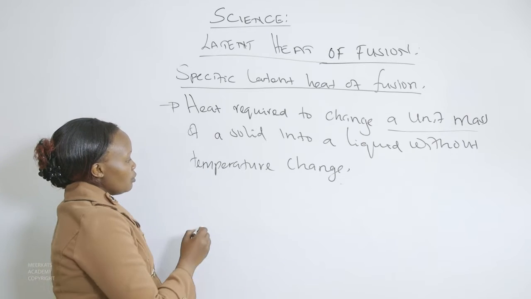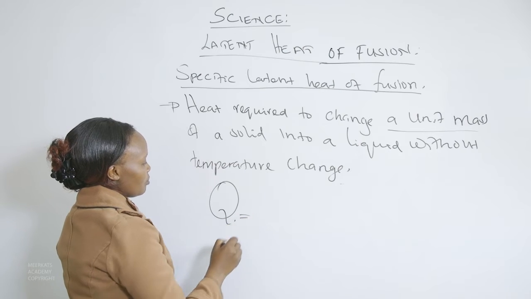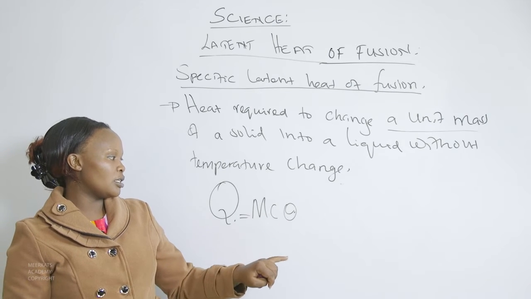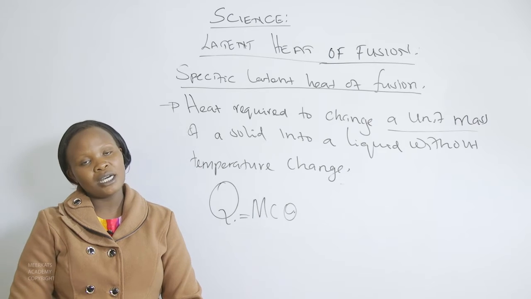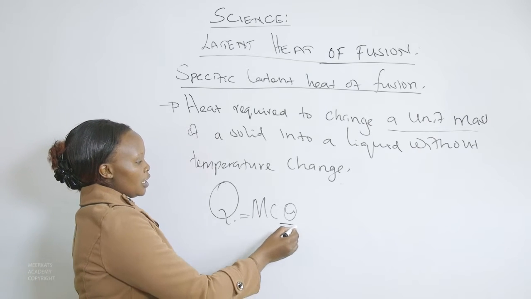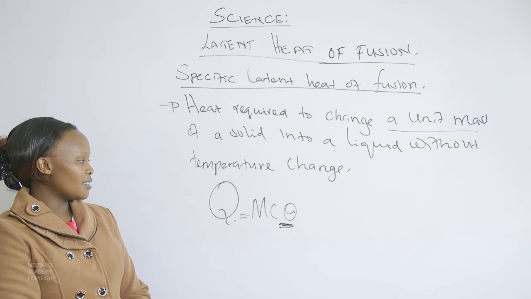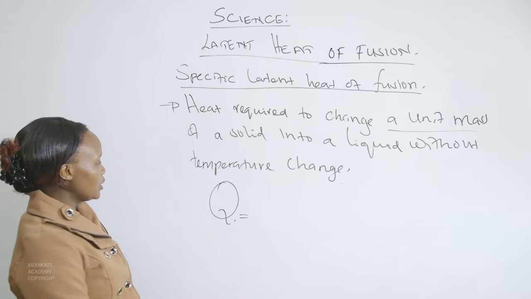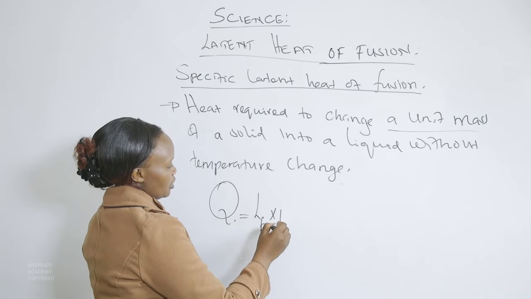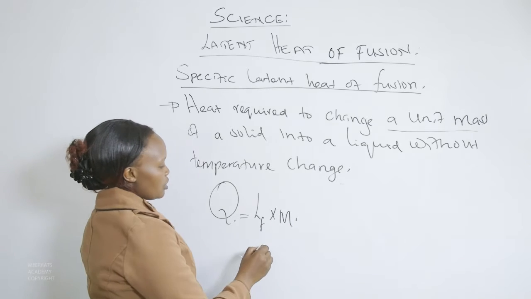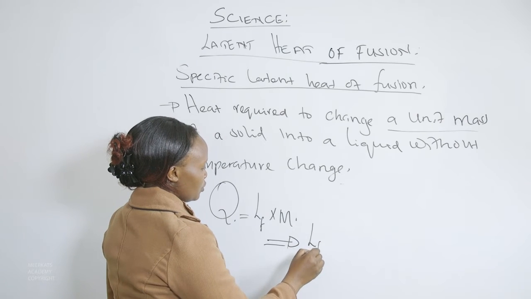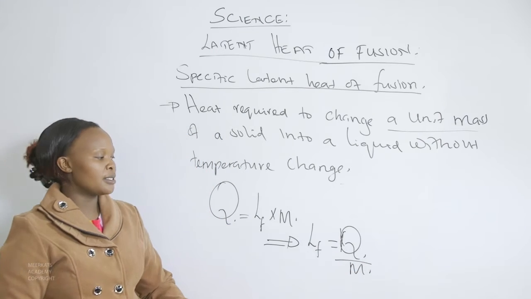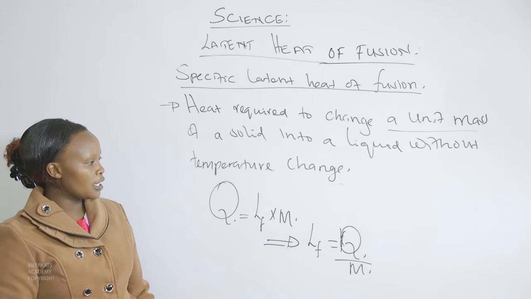Now, we know that heat is given by mass, specific heat capacity, and the change in temperature. But now we cannot apply this formula because here our change of temperature is 0. So right now we talk about latent heat of fusion, and we multiply that by mass, which brings us to latent heat of fusion being equal to heat divided by mass. Because we are talking about a unit mass, we have to take care of that.